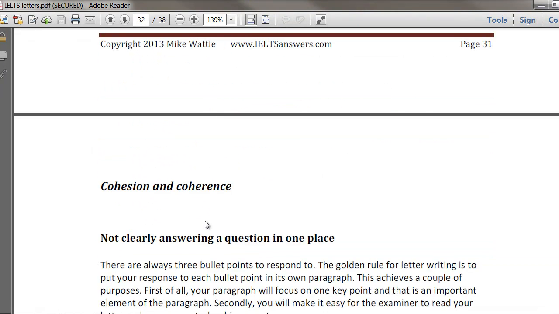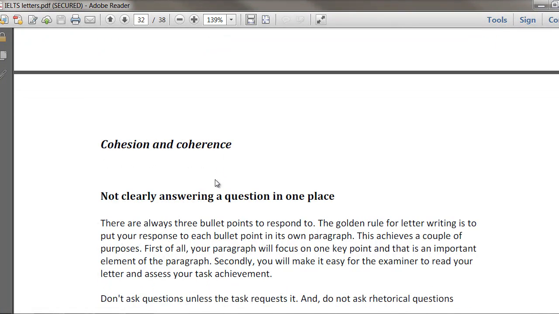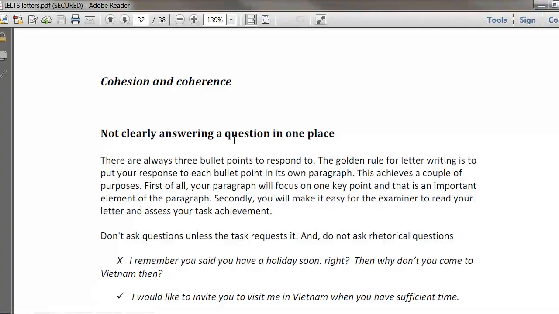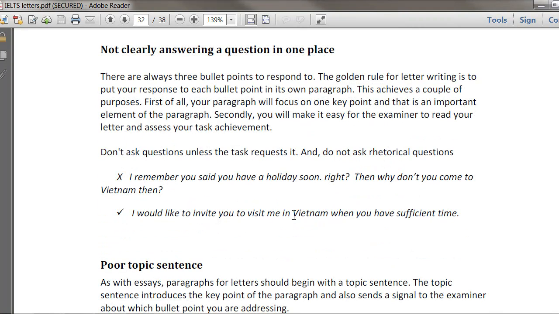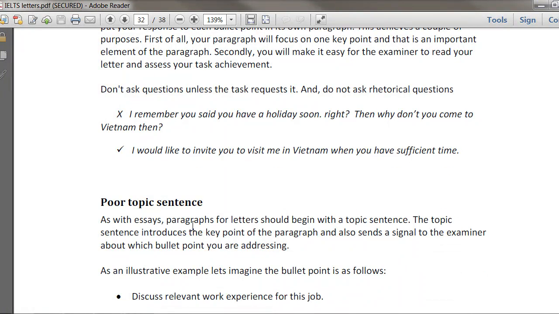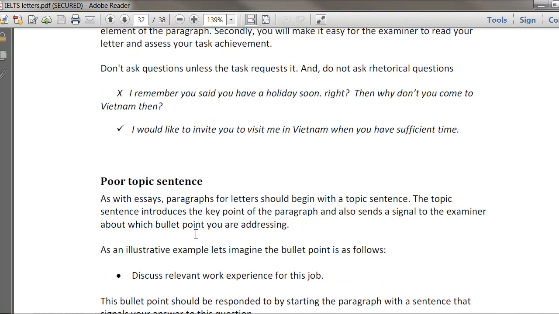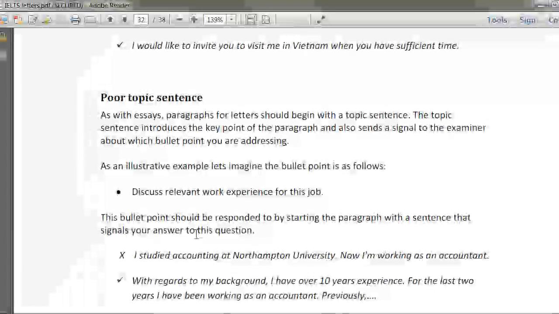Cohesion and coherence are often not understood well. One problem is not clearly answering a question in one place. Maybe you respond to a bullet point and your response is split between two paragraphs. That's not ideal. Try to always cover each bullet point in its own paragraph. Another is a poor topic sentence. Just like essays, we want the first sentence of each paragraph to indicate which of the bullet points we're responding to, to make it clear. If it doesn't come until the end of the paragraph, that makes it more difficult to understand and it lowers your score for coherence. Coherence is about understandability, right?